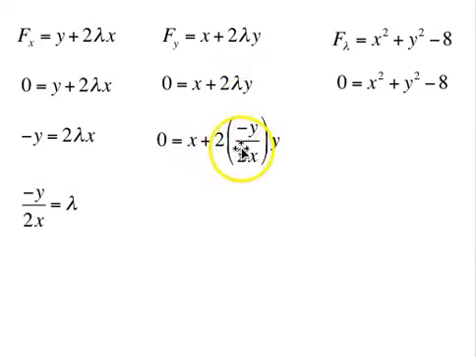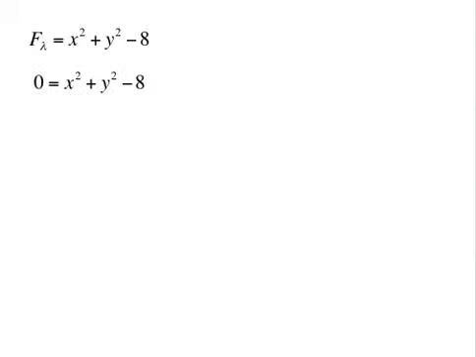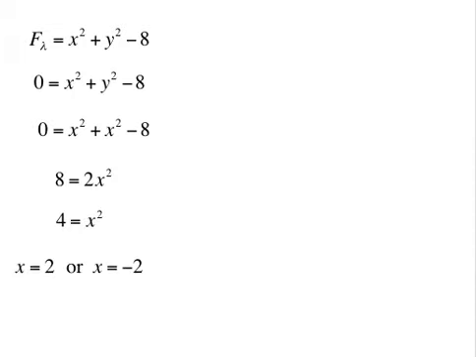So we get 0 is x plus 2 times negative y over 2x, that's lambda, times y. Now the 2's divide out, negative y times y, negative y squared over x. So we get 0 is x minus y squared over x. Add y squared over x to both sides, multiply both sides by x, and you will see that y squared is x squared. Well, if that's the case, I can replace this y squared with x squared. That will become 0 is x squared plus x squared minus 8. So 8 is 2x squared, 4 is x squared, which means x could be either 2 or negative 2. We have two possibilities here.